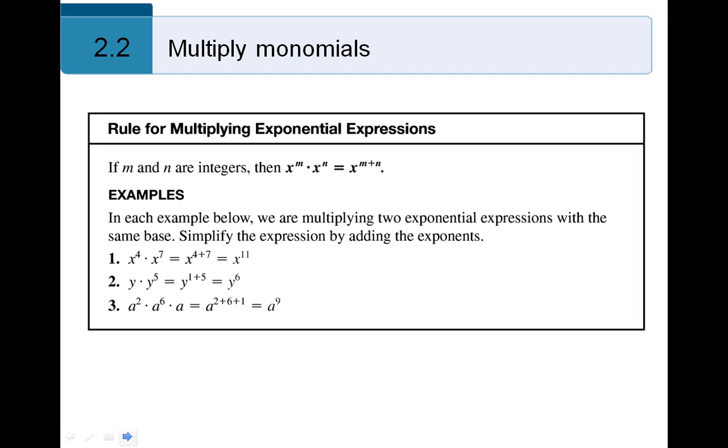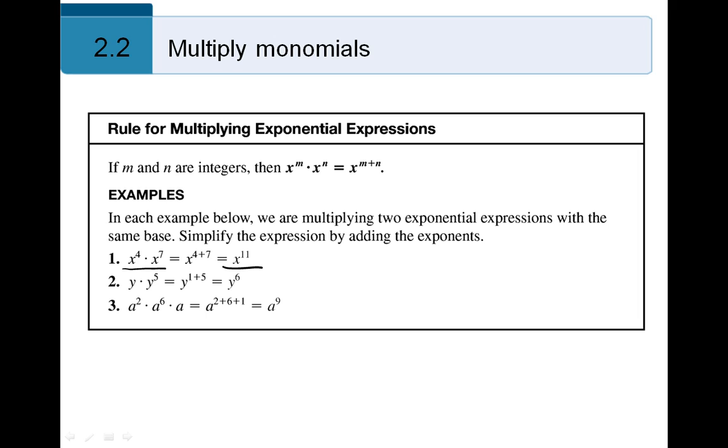Notice the examples on this slide. We have x to the 4th times x to the 7th. We have the same base x. So to multiply these, we add our exponents. 4 plus 7 is 11. So x to the 4th times x to the 7th is x to the 11th.